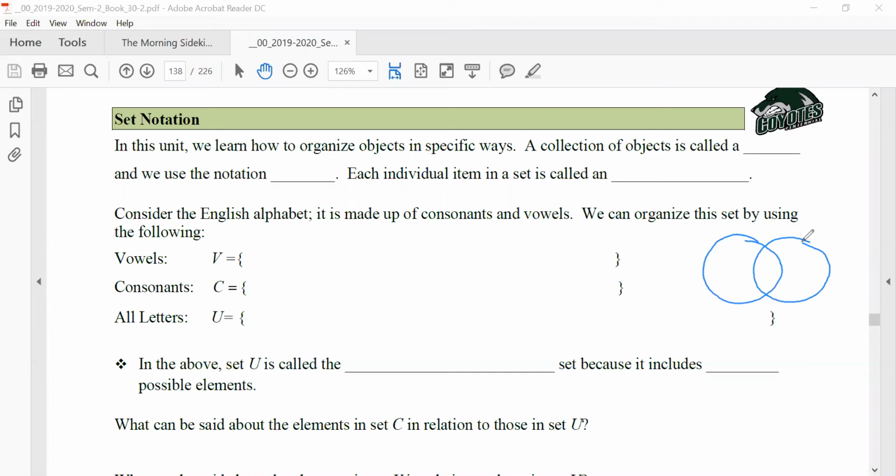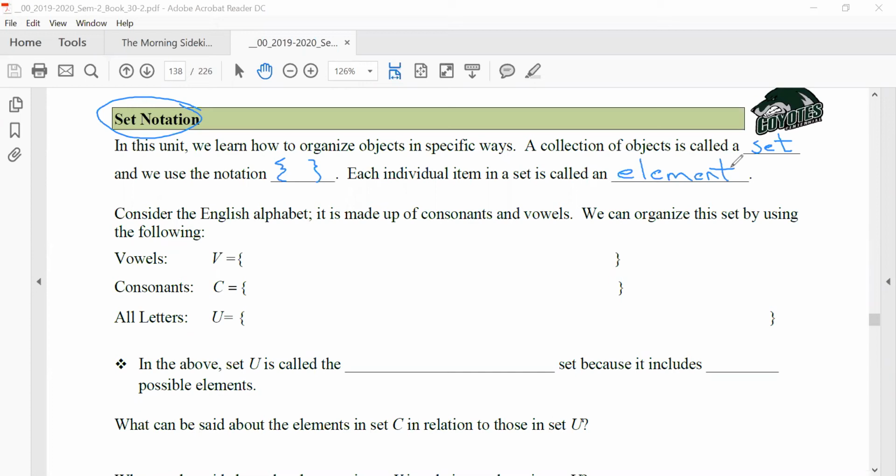Okay, let's get going. So the first thing we're going to talk about is set notation. A set is a collection of objects. Okay, and we use this notation, and we use this in domain and range, if you remember, those two braces mean the set of. Now, just like in chemistry class or biology class, the things that make up the bigger thing are called the elements, right? So each individual item in a set is called an element. So they're the small things that make up the big thing, the set.